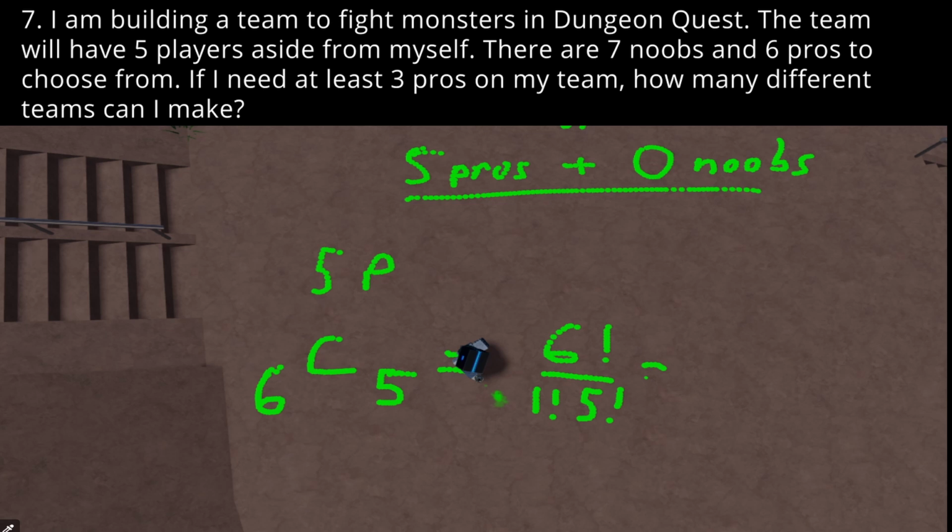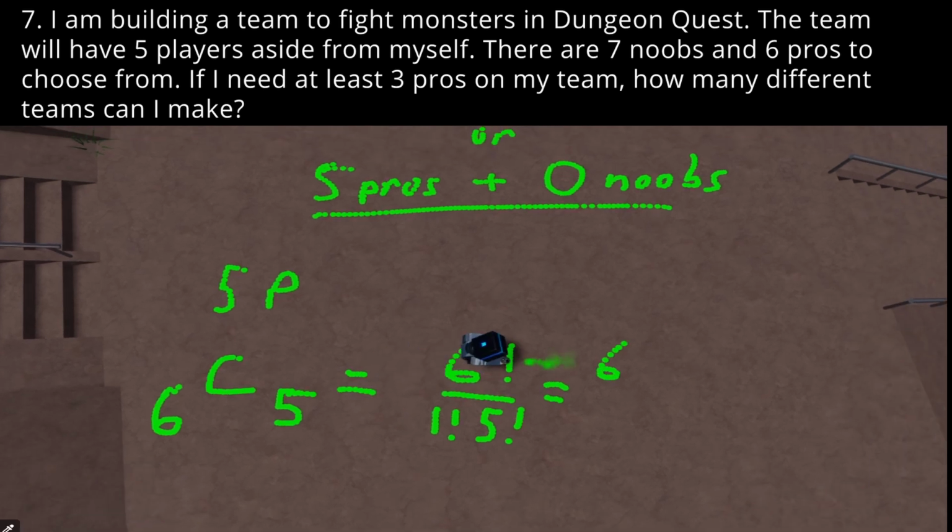And if you do that, that's just 6 times 5 factorial on the top divided by 5 factorial on the bottom. Well, that cancels very nicely, and all we're left with is 6. So all this says is that if you're choosing 5 pros out of 6 total pros, there's 6 ways you can do that. So I'm going to erase all this here and put a 6 up there.